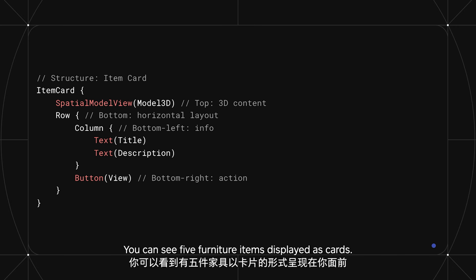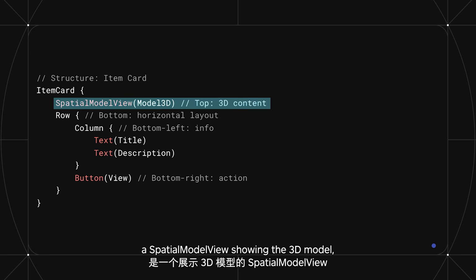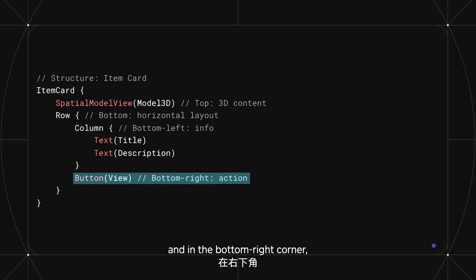You can see 5 furniture items displayed as cards. Each card is composed of 3 parts. At the top, a Spatial Model View shows the 3D model. At the bottom left, a column containing the title and description text. And in the bottom right corner, a View button.